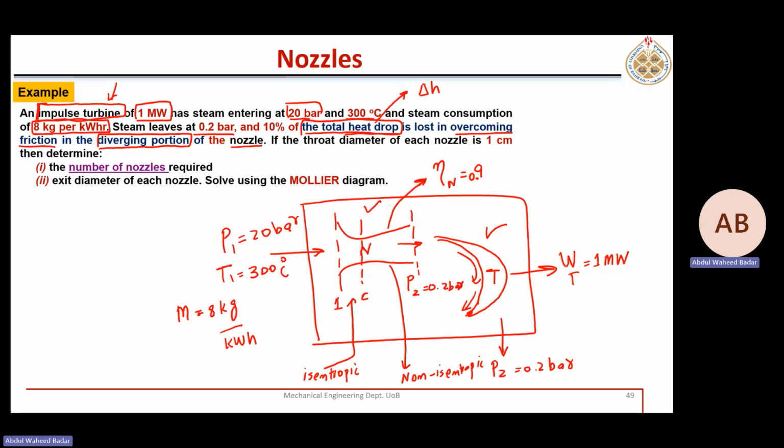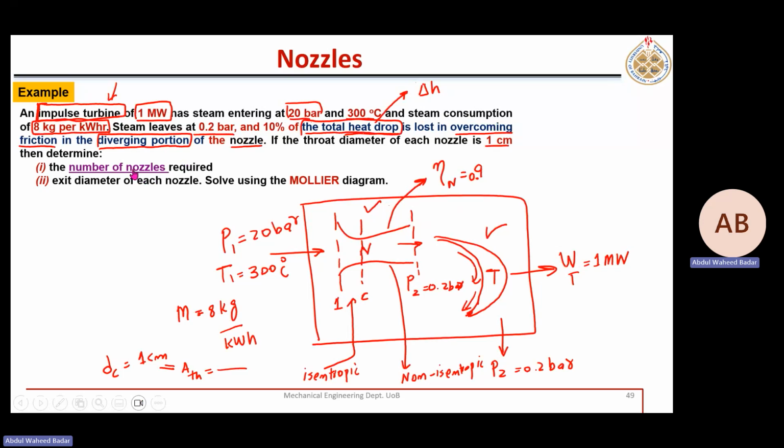If the throat diameter of each nozzle is 1 centimeter. So the throat diameter of one nozzle is given. So diameter at the throat of each nozzle is 1 centimeter, then determine, so in other words, area of throat is already given. Determine the number of nozzles required. Okay, so now what is meant by number of nozzles?